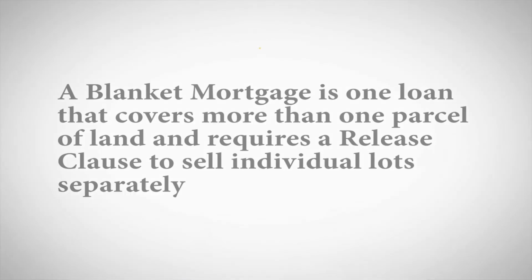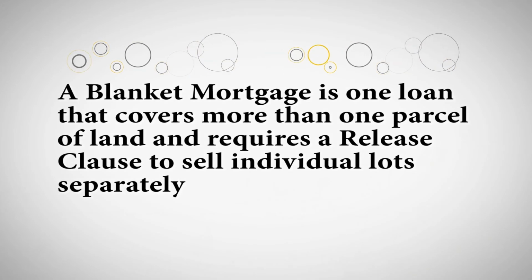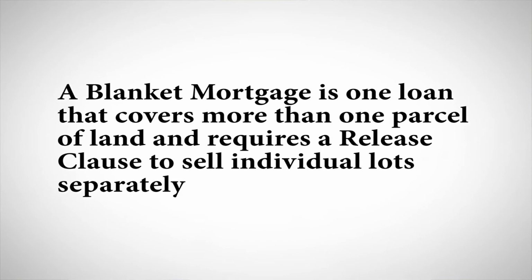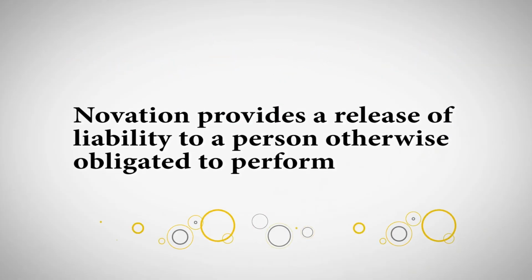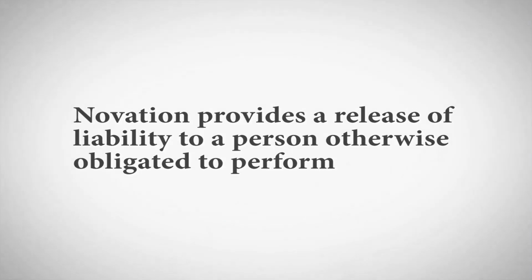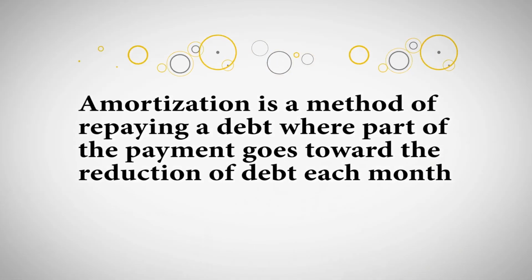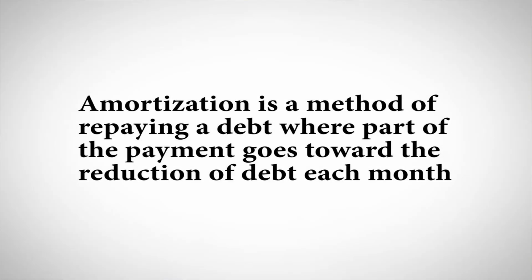The blanket mortgage is one loan that covers more than one parcel of real estate and is going to require a release clause in order to sell individual lots separately. Novation provides a release of liability from some obligation. Amortization is a systematic method of paying down a loan. You're paying principal and interest toward the reduction of the debt.